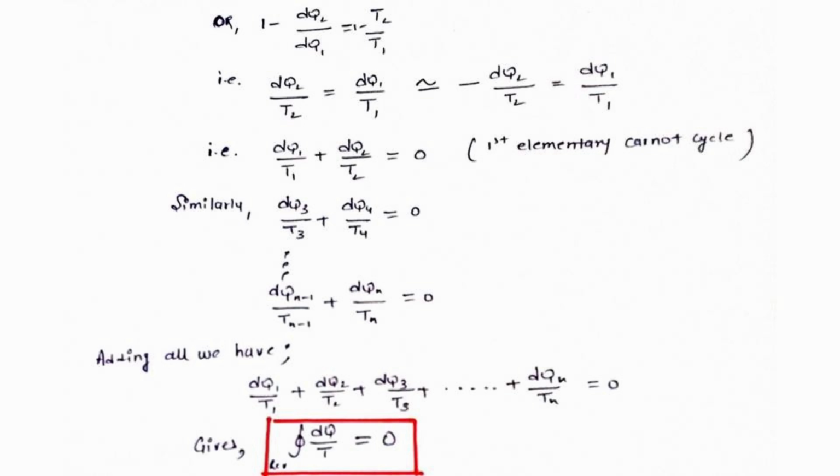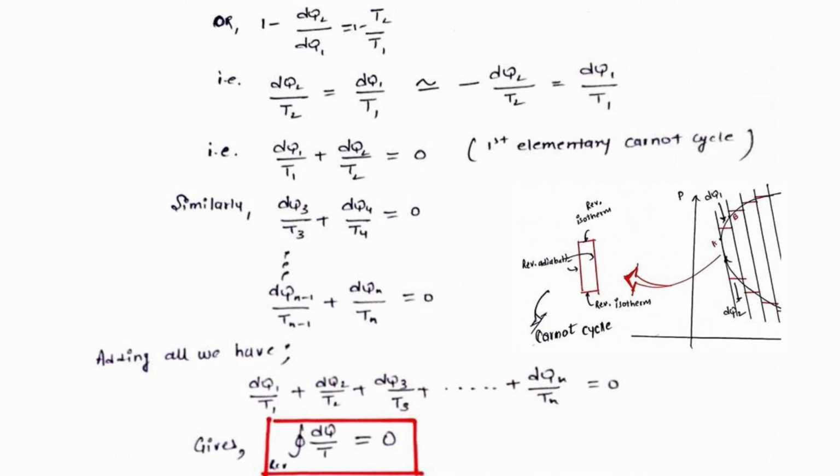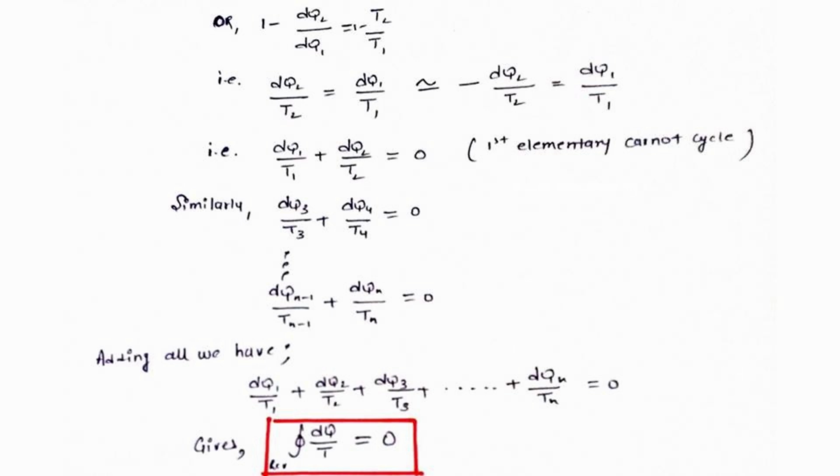Now if you see closely, the heat rejection is taking place here for this particular elemental strip, and we are denoting it with dQ2. As per the sign convention of heat transfer, heat rejected from the system is taken as what? Negative. So let's put the sign convention here. So it would be minus dQ2 by T2 is equal to dQ1 by T1, or we can write dQ1 by T1 plus dQ2 by T2 is equal to 0, and this is for the first elementary Carnot cycle.